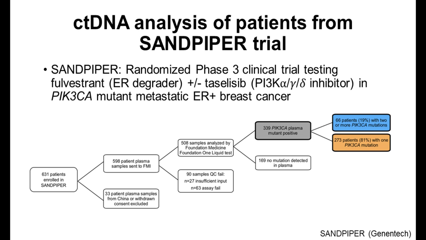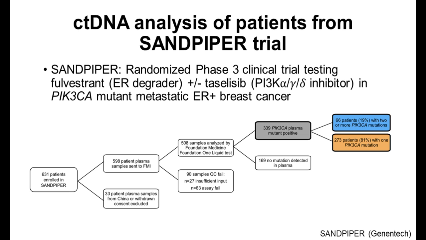Now, this clinical trial was similar to the SOLAR-1 trial regarding patient inclusion criteria. It had a very similar patient population. And this trial tested the addition of taselisib, a PI3 kinase alpha inhibitor, to fulvestrant, which is an ER degrader, in PIK3CA mutant metastatic estrogen receptor positive breast cancer.